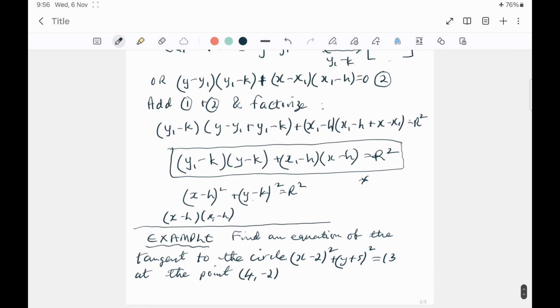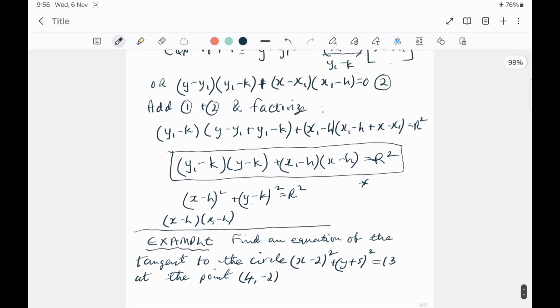So all we've got to do now is plug that into the formula, and what we'll get is 4 minus 2 times x minus 2 plus minus 2 plus 5 into y plus 5 equals 13, and that will quite easily simplify out to 2x plus 3y equals 2.